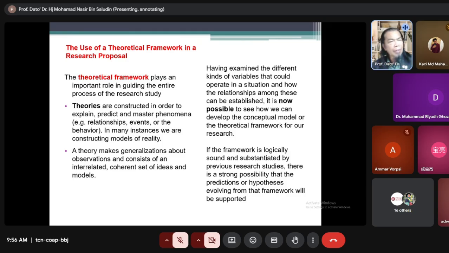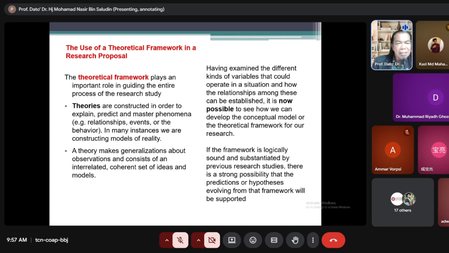The use of theoretical framework in the research framework. The theoretical framework plays an important role in guiding the entire process of the research study. Many new students don't understand how to produce a theoretical framework. That is very important. You must remember.